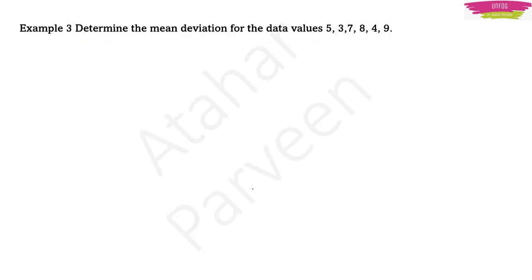Now I will do one example. You will understand. Don't worry. The question is, determine the mean deviation for the data values 5, 3, 7, 8, 4, 9. We have the formula. I don't have any number which is repeated here. Is any number repeated? No. So I will not take frequency. So it becomes ungrouped data.